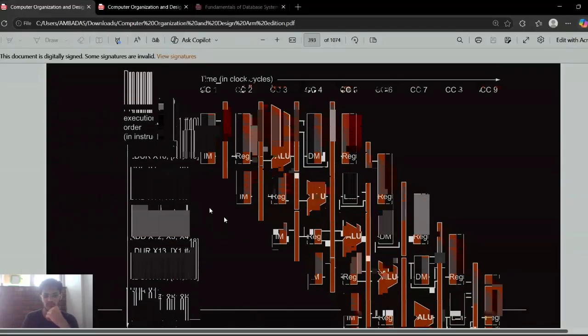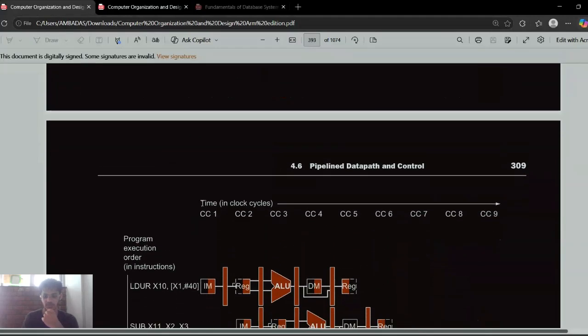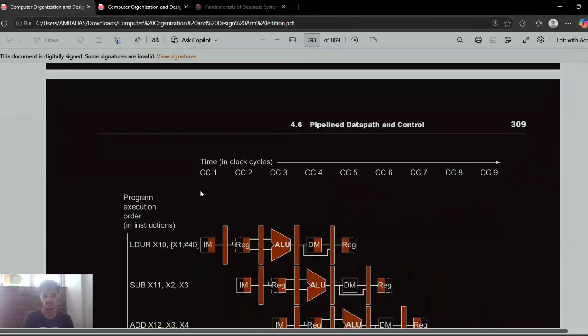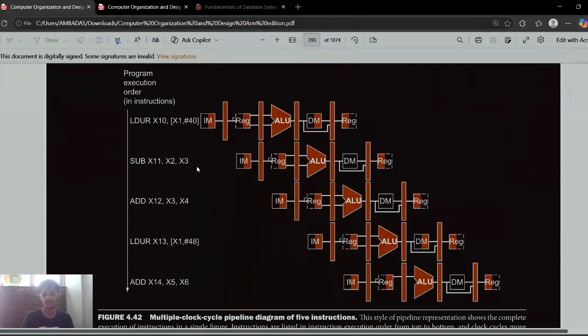Today we are gonna focus on this topic, pipeline data path and control. It's a continuation from the previous videos. So this book is Computer Organization and Design. Basically it uses ARM assembly.